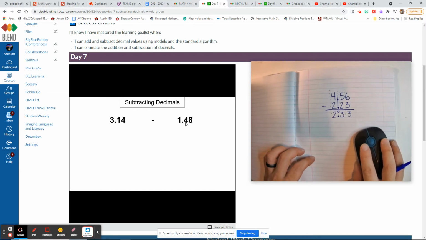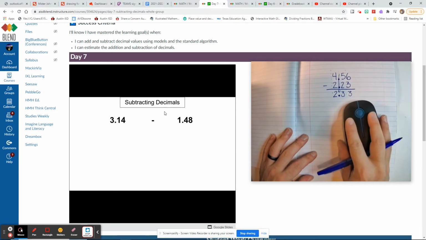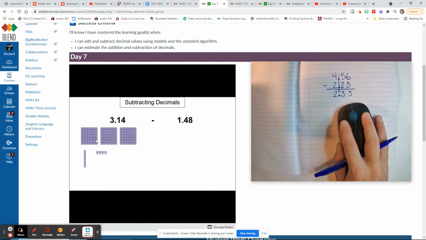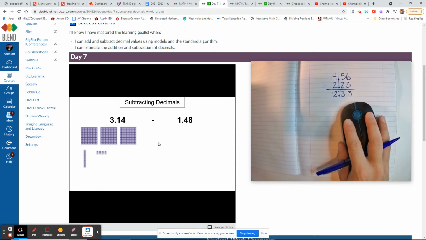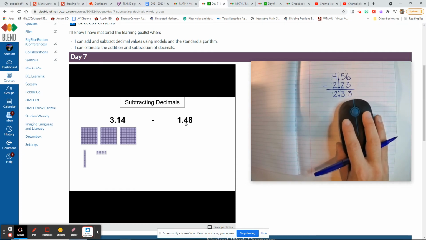All right, let's take a look at this one. 3 and 1400ths minus 1 and 4800ths. So once again, on this one, they're going to build 3 and 1400ths, and then they're going to cross out 1 and 4800ths. So they build 3 and 1400ths, that's 3 wholes, 1/10, and 4 hundredths. And remember, you do not build the second number because it's not addition. If you were doing addition, you build the second number and then find the total. But since this is subtraction, we are taking away.